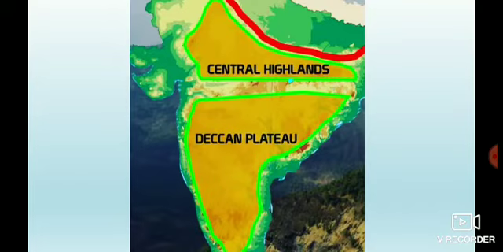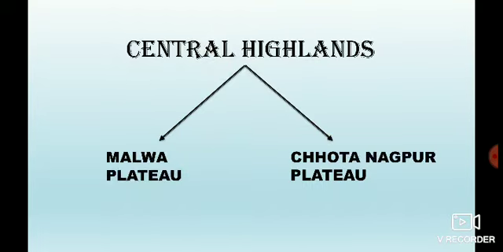So this river Narmada divides the entire plateau into 2 vast parts as Central Highlands and Deccan Plateau. The region to the north of it is the Central Highlands, and to the south of the Narmada River lies the Deccan Plateau. Central Highlands is further divided into 2 plateaus, or you can say Central Highlands contains 2 plateaus.